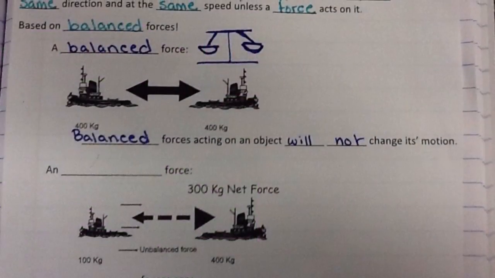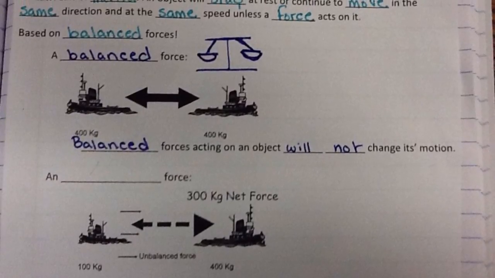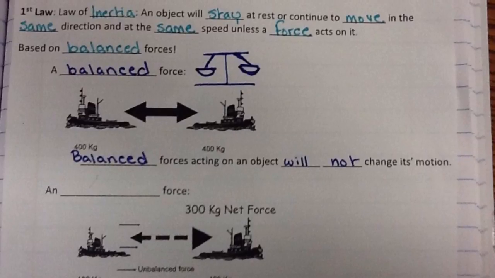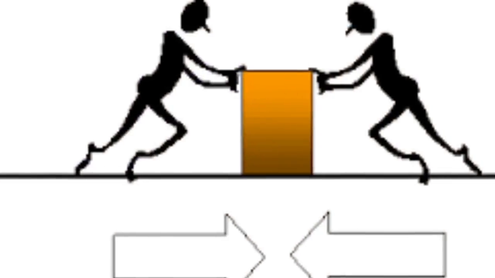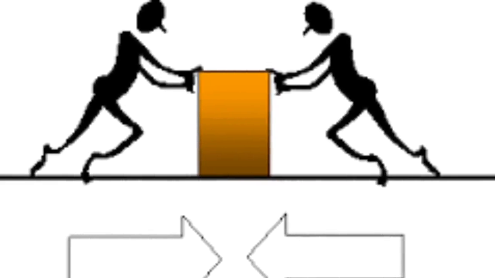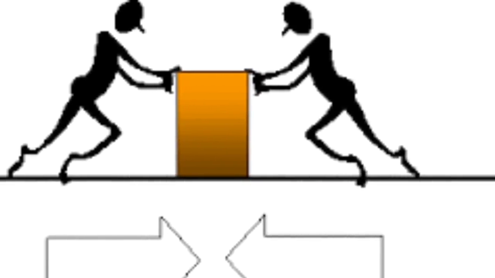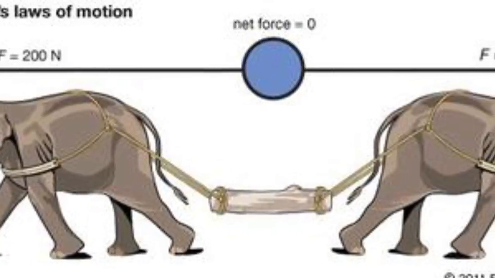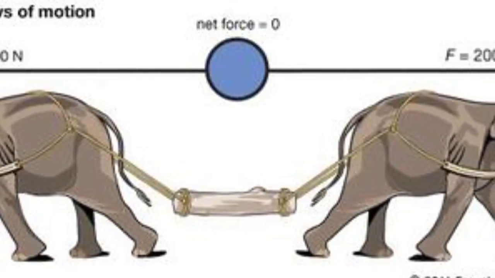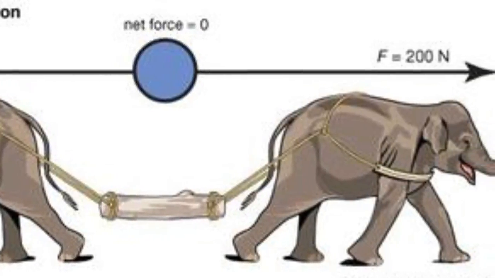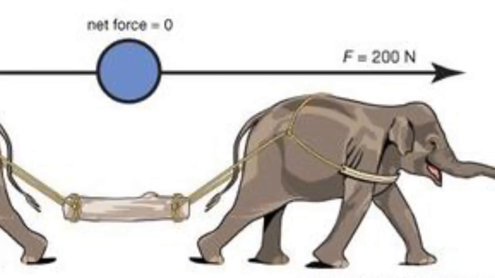As we just mentioned, a balanced force acting on an object will not change its motion. For example, in the picture coming up, we have the two people pushing on the box. They are of equal size, so we can say they are of equal force, and that box will not move. In this same example, we have two elephants that are pulling in opposite directions, but because they are pulling with the same amount of force, the object's motion will not change.